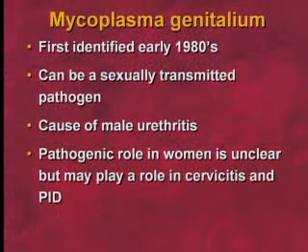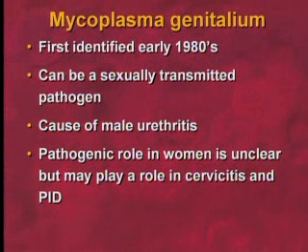This is an organism that was identified in the early 1980s, can be sexually transmitted, and it is the cause of 15 to 20% of cases of non-gonococcal urethritis in males and 20 to 25% of non-chlamydial non-gonococcal urethritis. The pathogenic role in women is unclear, but it may play a role in cervicitis and PID. It can be found in the vagina, cervix, and endometrium, and like gonorrhea and chlamydia, it can be the only pathogen detected, but co-infection with chlamydia is not uncommon.